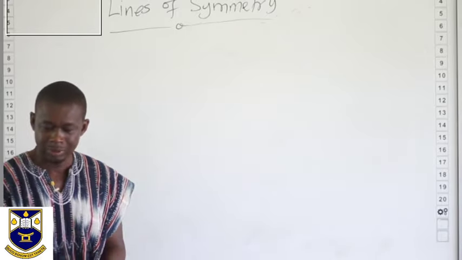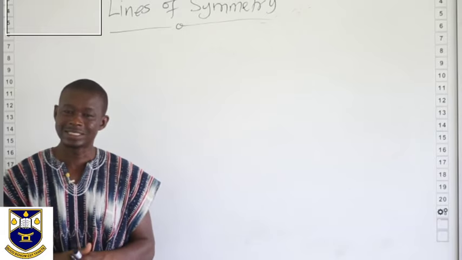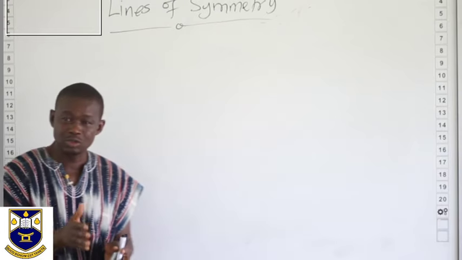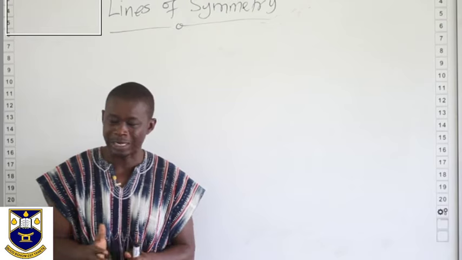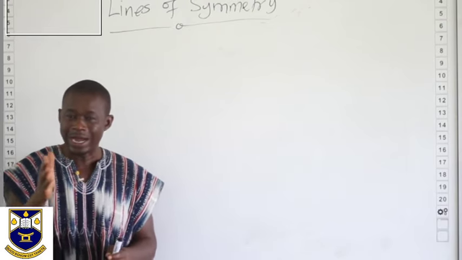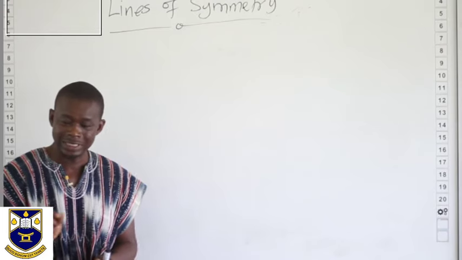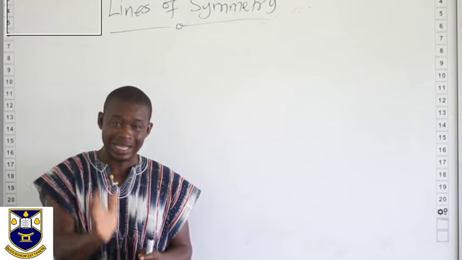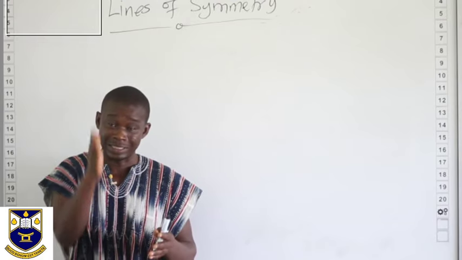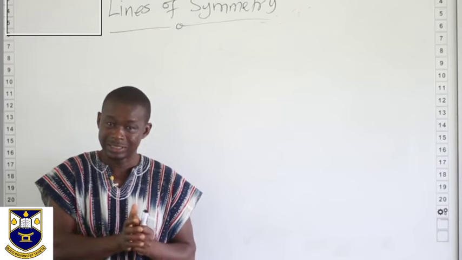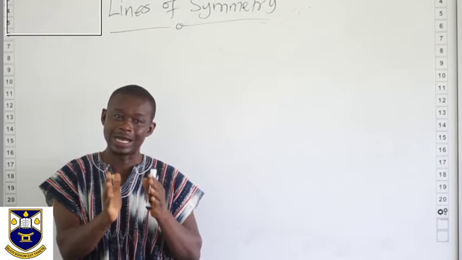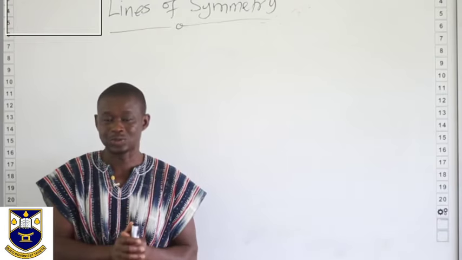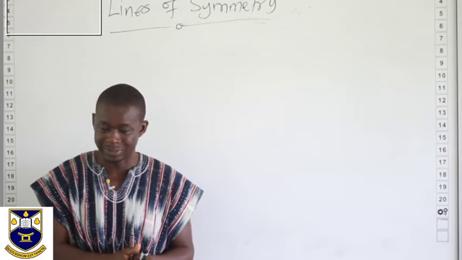Good. Now, when we talk of line of symmetry, it's simply an imaginary line or axis that passes through the center of a shape or an object and divides it into two identical halves. Please, the emphasis here is that the line must pass through the center. It's an imaginary line, but it should pass through the center of the object. And at the end of the day, you should see that what is on one half is exactly the same on the other half. So that is what is meant by a line of symmetry.